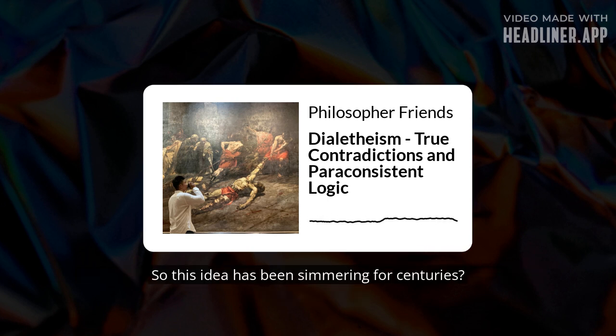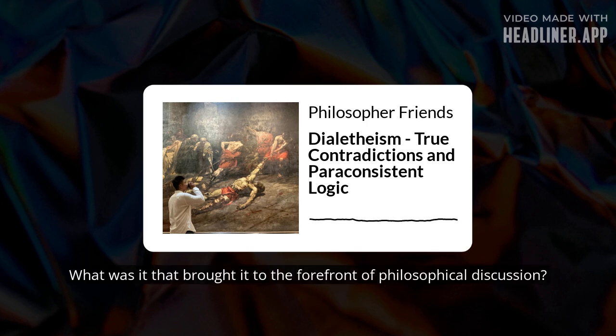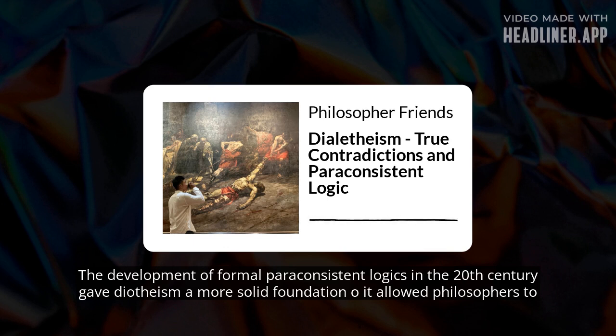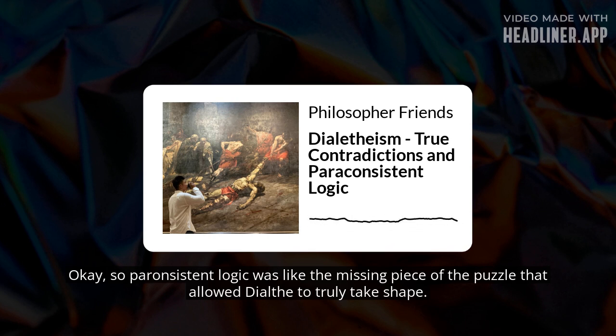That's fascinating. So this idea has been simmering for centuries. What was it that brought it to the forefront of philosophical discussion? The development of formal paraconsistent logics in the 20th century gave dialetheism a more solid foundation. It allowed philosophers to explore these ideas with greater rigor and precision. So paraconsistent logic was like the missing piece of the puzzle that allowed dialetheism to truly take shape.